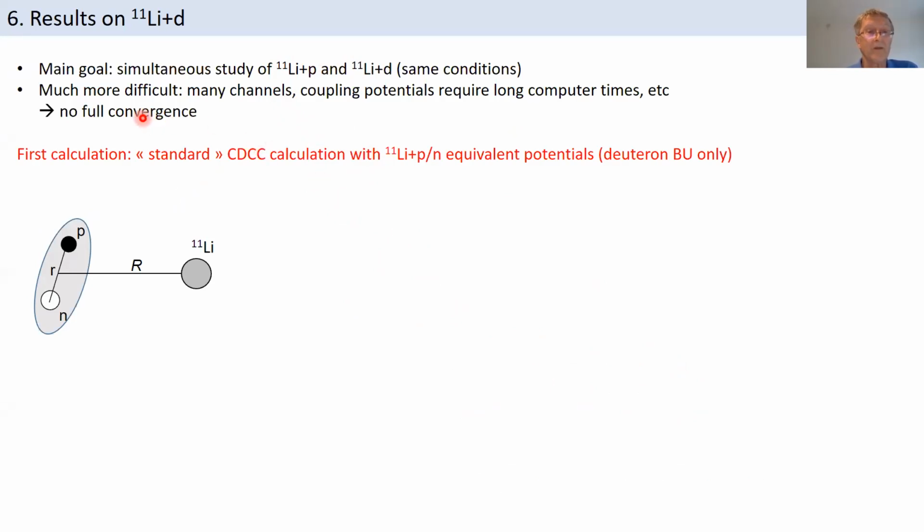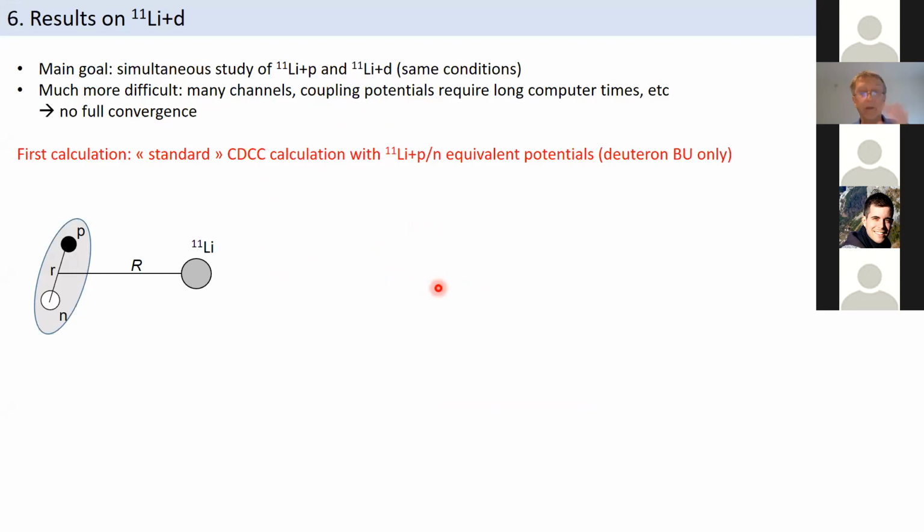But of course, it's more difficult because there are many channels, and then the calculations of the coupling potentials take more time. So I couldn't reach a full convergence. So this is more of an exploratory calculation, and I hope in the future it will be possible to really have a full convergence. So I started here with a simple calculation, assuming that there is no structure on lithium 11.